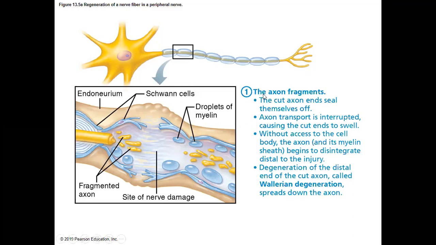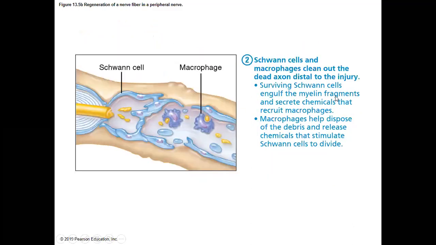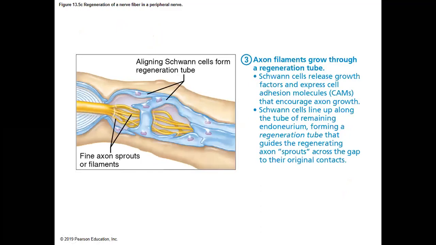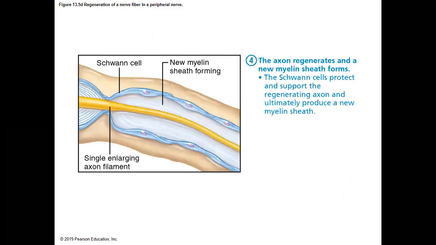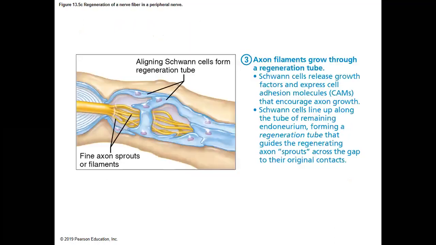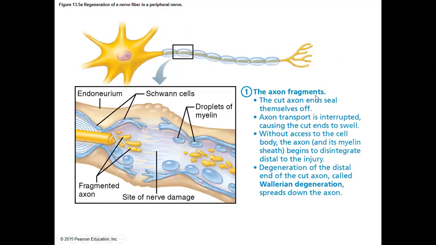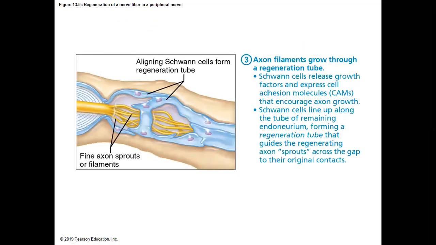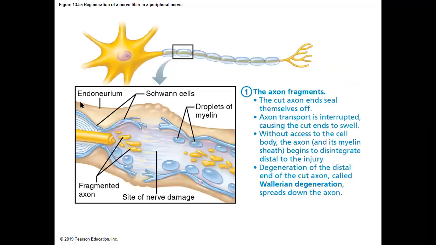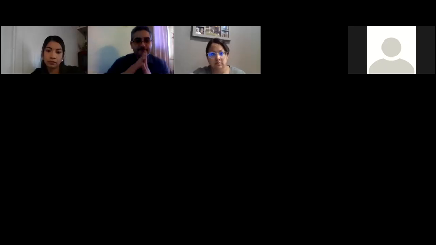I think I'm going to put the axon fragment as a choice. Here, Schwann cells and macrophages clean out that axon distal to the injury, something to that extent. Axon filaments grow, or maybe a regeneration tube. And then the axon regenerates and maybe new myelin sheath forms. I can go that route and make this an A, B, C, D multiple choice question by showing you the images and asking you which ones. Do you guys kind of understand where I'm going with that?